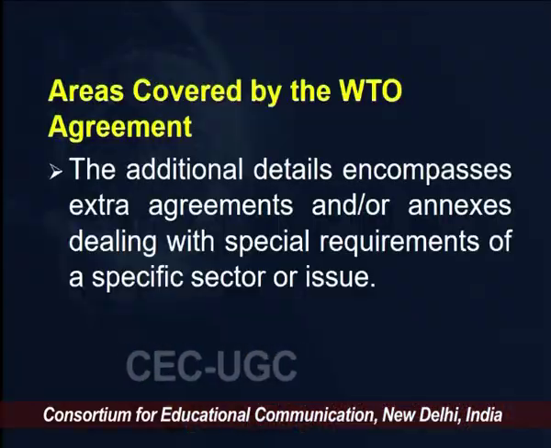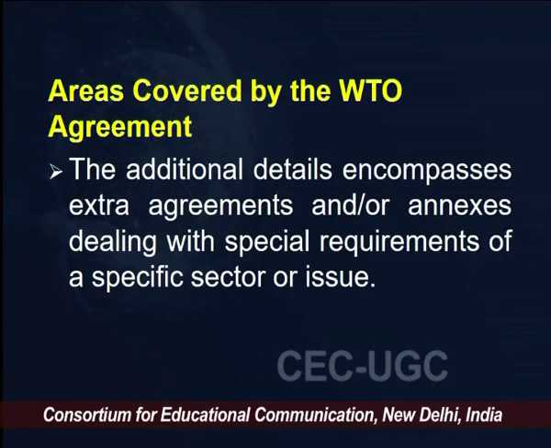So, GATT covers the goods, trade in goods. Then services are covered under the General Agreement on Trade in Services, that is GATS, and trade related aspects of intellectual property rights is TRIPS. The additional details encompass extra agreements and or annexes dealing with special requirements of a specific sector or issue.